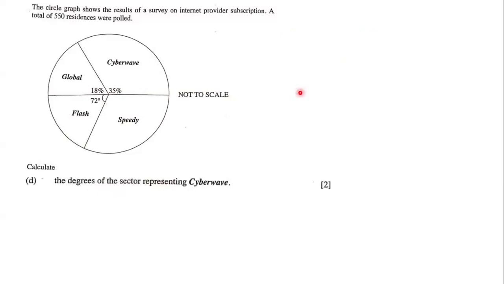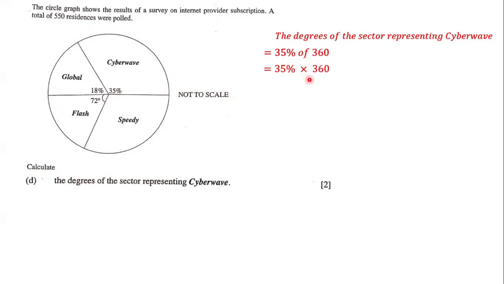All right, next we need to determine the degrees of the sector representing Cyberwave. Now, we know Cyberwave accounts for 35%. And so 35% of what, if you want to figure out the degrees of the sector? 35% of 360, because angles in a circle add up to 360. One revolution is 360. So we have 35% of 360. Of means multiply, so 35% multiplied by 360. So we have 35 over 100 multiplied by 360 over 1.